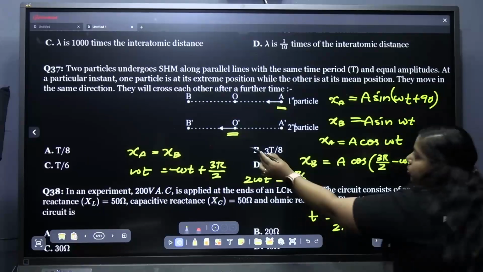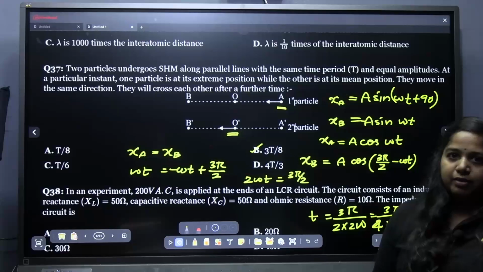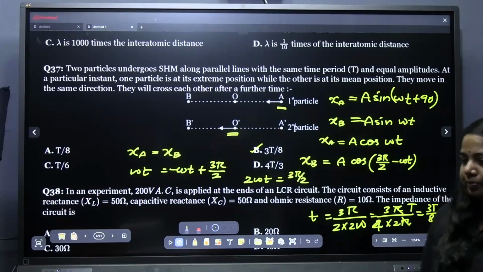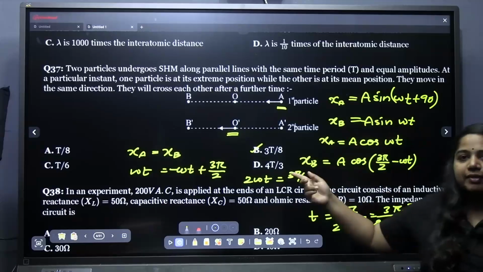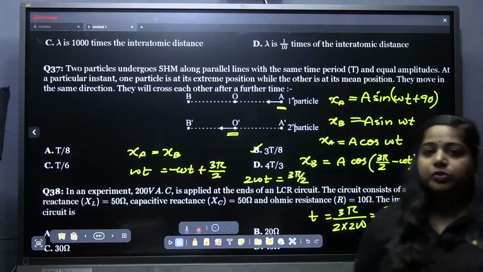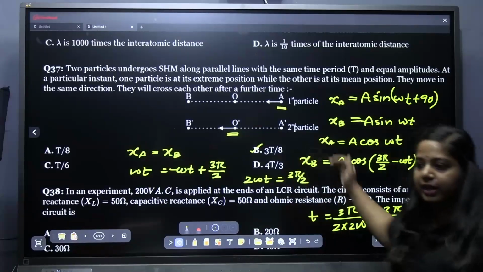Answer option B. This is a tough question. It is a hard level question, not an easy one. So you need to know the SHM chapter really well, and in SHM also you need to know about phase of SHM really well. Then only we can solve this question.